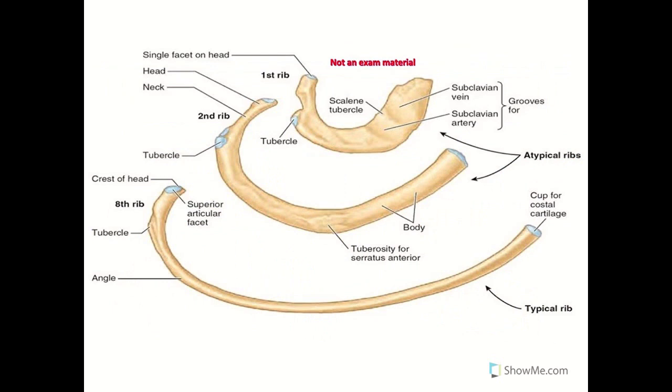This picture shows the first rib and second rib, which are atypical ribs, and this picture shows the difference. It's not important for you to distinguish the features of the first and second rib.